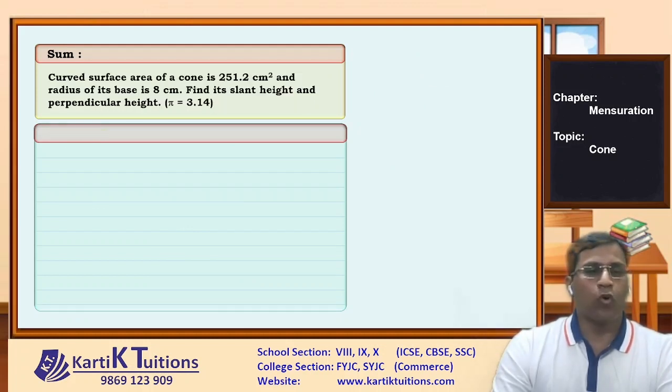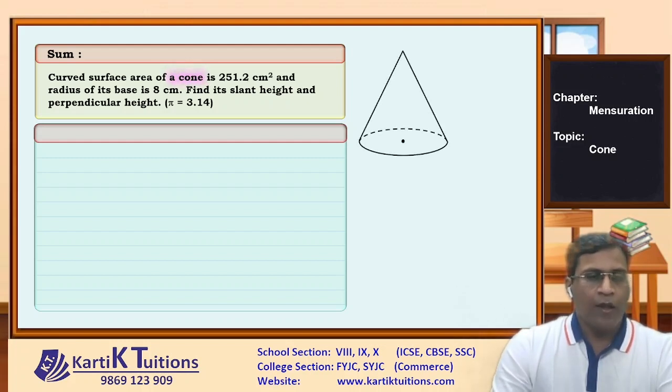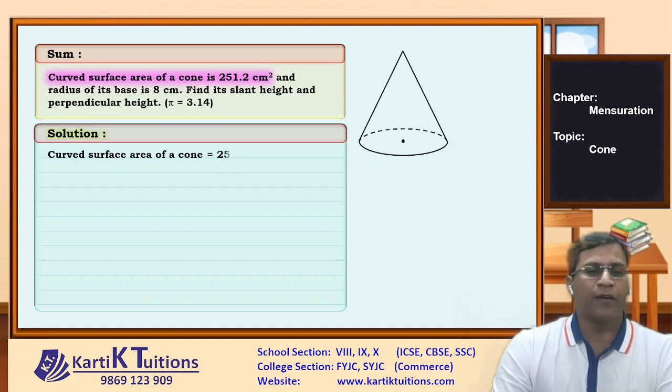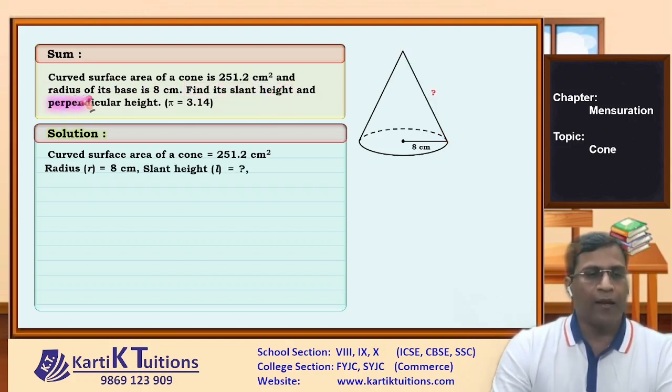Curved surface area of a cone is 251.2 centimeter square and the radius of its base is 8 centimeter. Find its slant height and perpendicular height. Now see, again they have given us the cone and the curved surface area of cone is given to us as 251.2 centimeter square. The radius of the base is given to us as 8 centimeter. We have to find its slant height, that is L, and we have to find its perpendicular height, that is h.